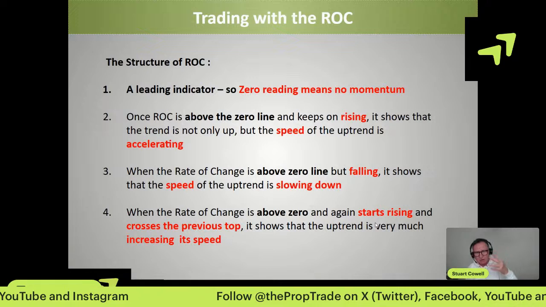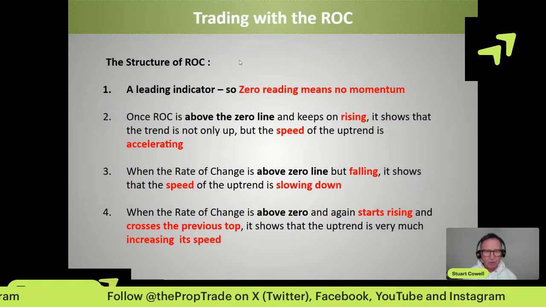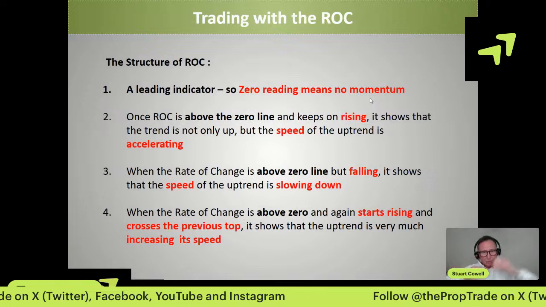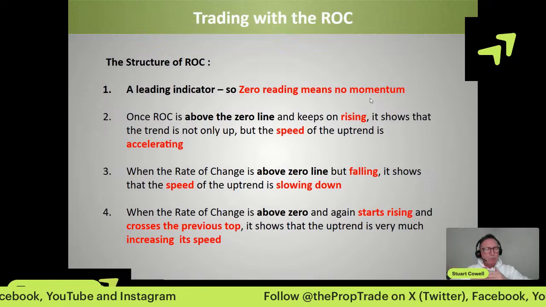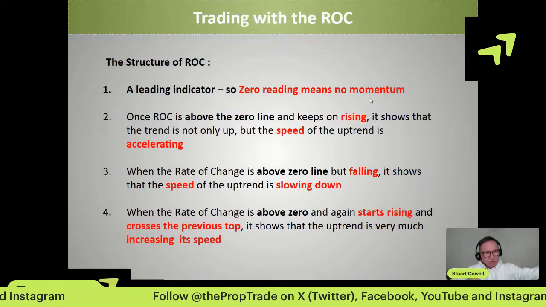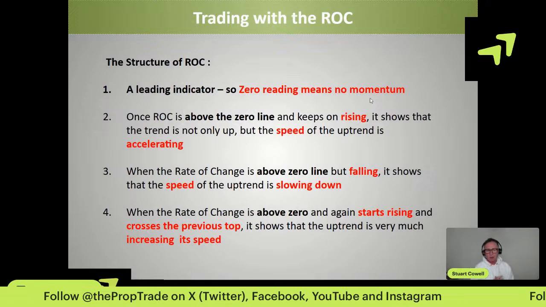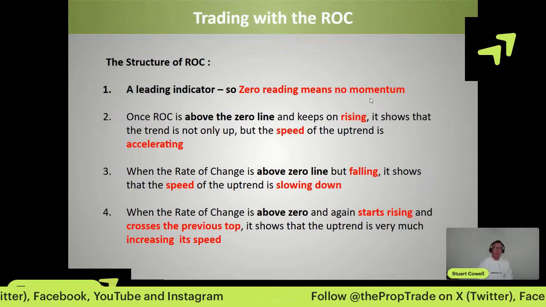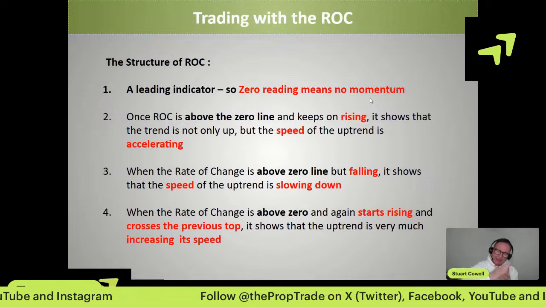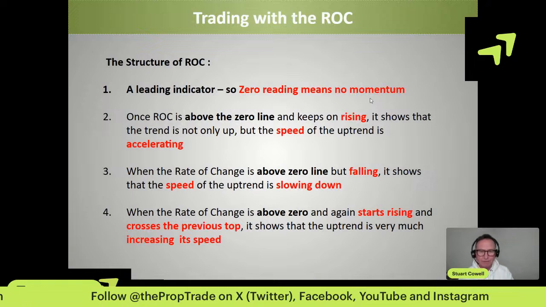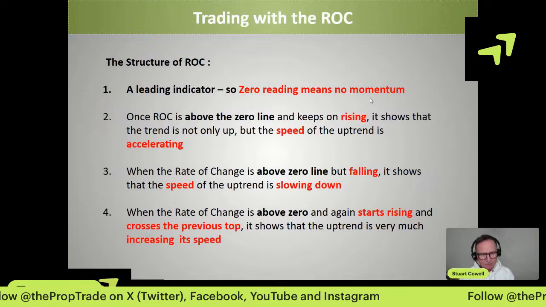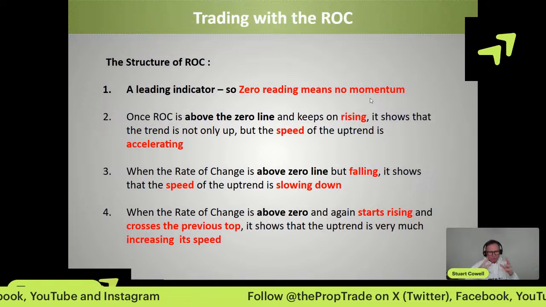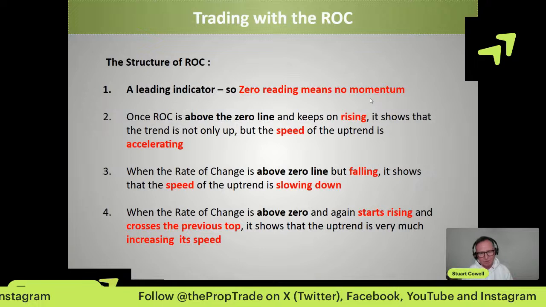So there are key structures of it. It's a leading indicator. 0 means no momentum. So as we come to 0, it means there's no momentum, and we want to be moving away. Once we're above the 0 line and it keeps rising, it shows that the trend is not only up, but the speed of the uptrend is accelerating. It's the incline of the slope of the ROC that shows the speed of the uptrend. When we're above 0 but falling, it shows that the speed of the uptrend is slowing down.